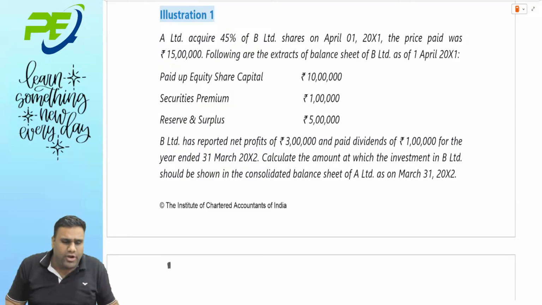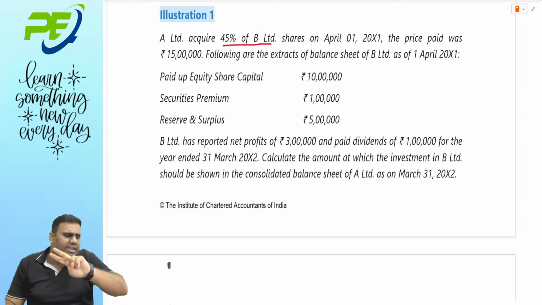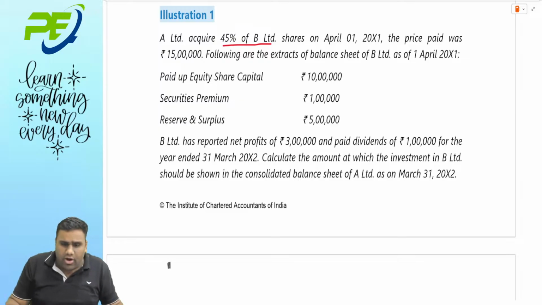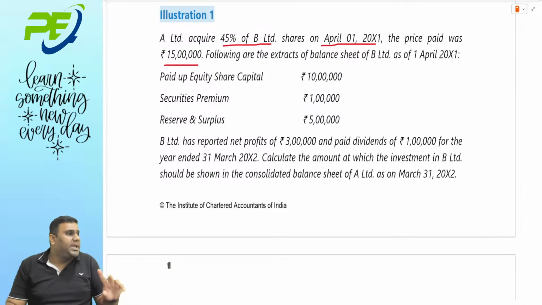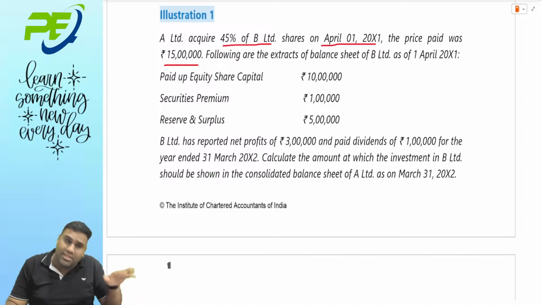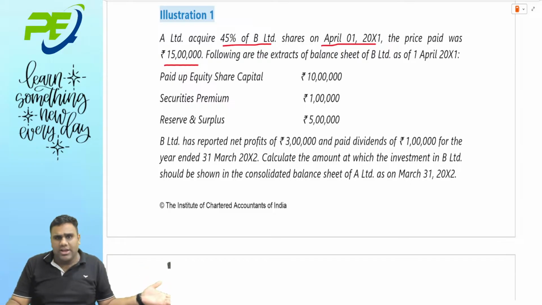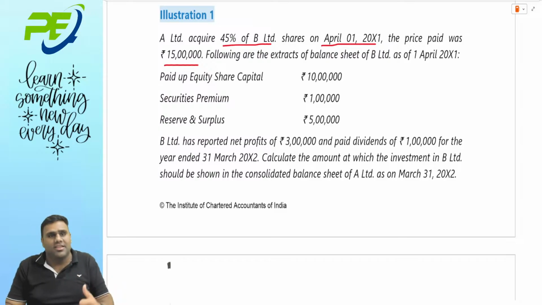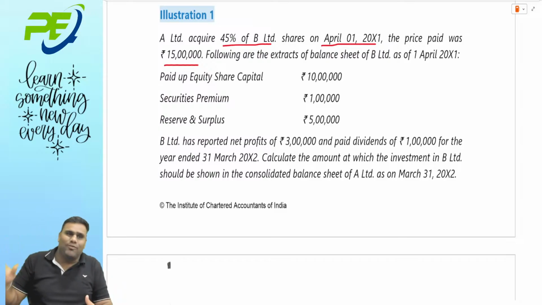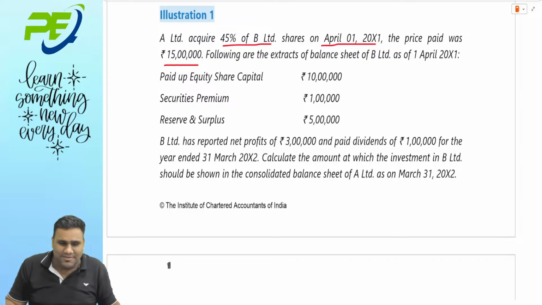A Limited acquired 45% of B Limited. So 20% or more means significant influence. On 1st April, which is the beginning of the year, the price paid was 15 lakhs. So here also we will calculate goodwill and capital reserve, but we cannot call it cost of control. Why? No control. So what heading will you give? Calculation of goodwill or capital reserve. Every time you need not think like Einstein.